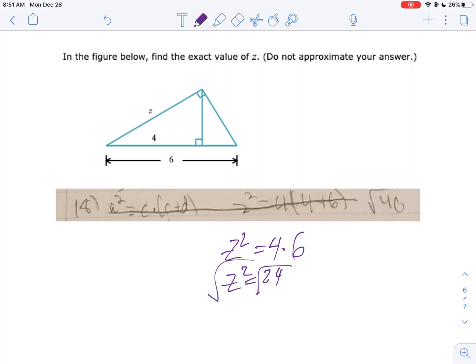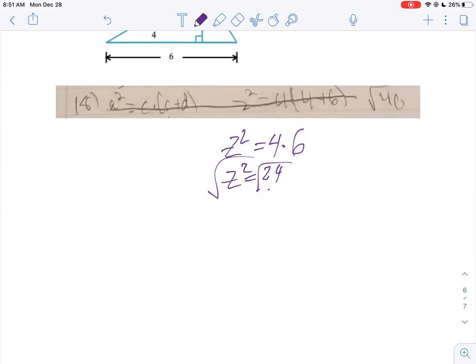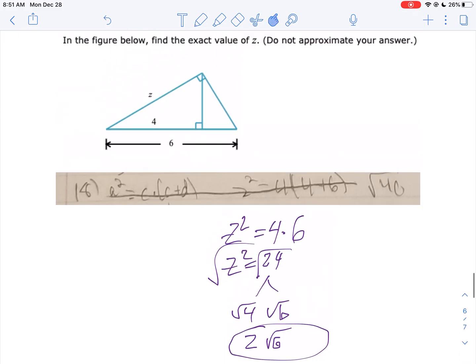Take the square root of both sides. Simplify the square root of 24. Make a factor tree. So it's the square root of 4 times the square root of 6. Well, we know the square root of 4 is 2. The square root of 6 doesn't have any perfect square factors. So your answer is 2 square roots of 6, the positive square root of that answer. So that one was pretty close too.